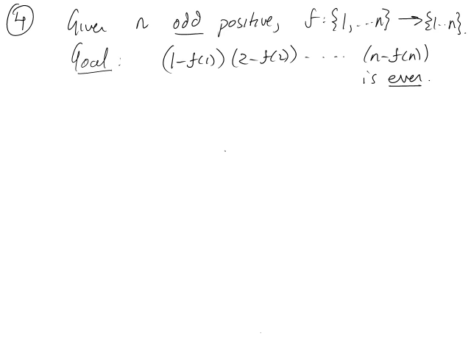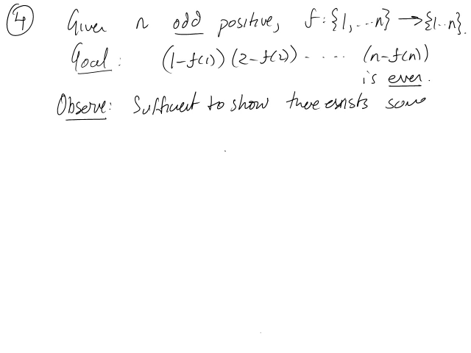So observe, it's sufficient to show there exists some i such that i minus f of i is even. Why? Because if you multiply an even number by any other number, you get another even number. Okay, it's enough to show one of the factors even.